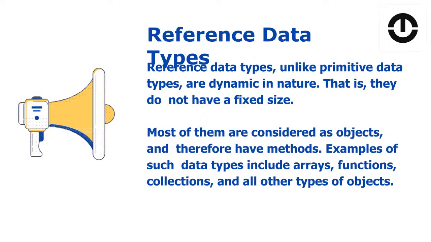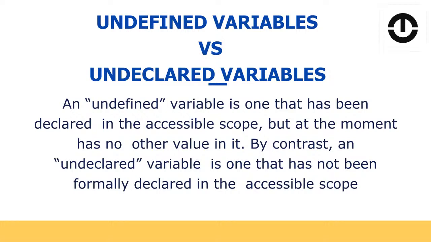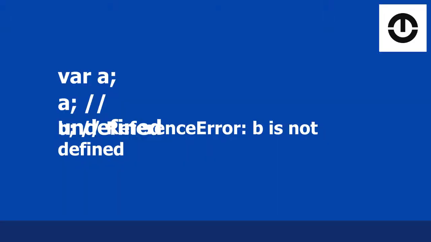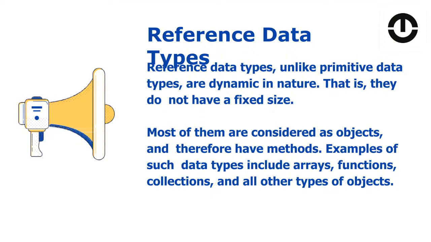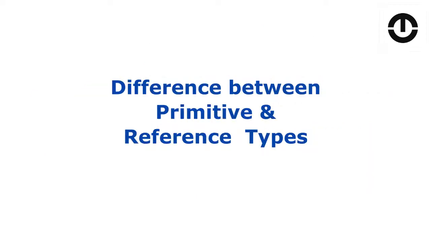I spoke about this earlier on as well when I talked about undefined variables and undeclared variables. An undefined variable is one that has been declared in the accessible scope, but at the moment it doesn't have a value in it. So I can do a var a, and when I check it, it will show me undefined. The variable has been declared in the accessible scope, but it doesn't have any value yet. But if it is undeclared, it has not been formally declared in the accessible scope. That's the difference. They are not the same thing. It's just things I feel we should know. Forgive my slides, a bit junked up. Presenting through another means, sorry.